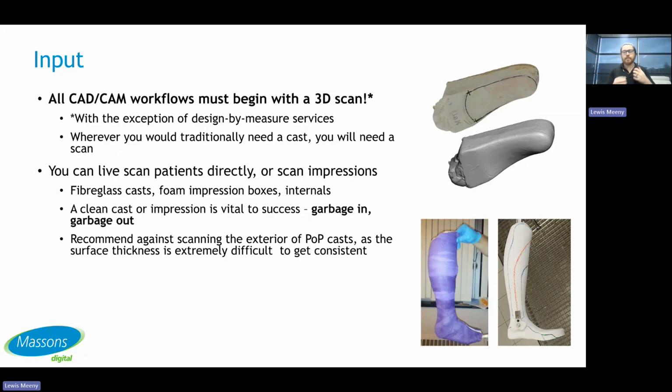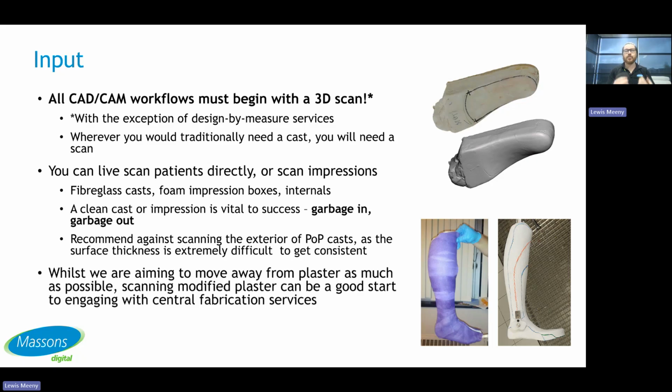For that reason, we would always recommend against scanning the exterior of a plaster of Paris cast, because the surface thickness is really hard to get consistent. Fiberglass is a lot easier to get a consistent thickness, which would be an accurate reflection of the subject. That being said, while we're aiming to try and move away from plaster with CAD-CAM, scanning your modified plaster work can be a good start to engaging with CFAB and trialing that out. As we mentioned earlier, shipping casts is expensive because it's heavy, with risk of breakages. Scanning modified plaster is a really good way just to get started into looking at what else is out there.